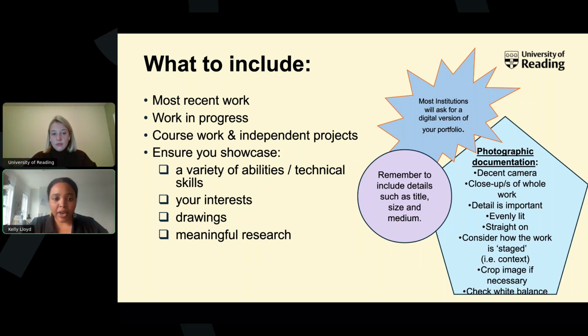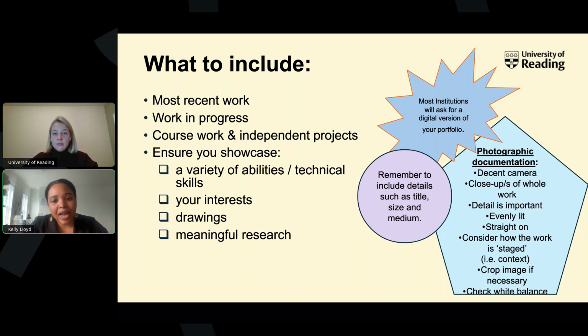Be sure to, in your portfolio, showcase a variety of abilities and technical skills. Show us what your interests are. It doesn't matter what those interests are, just show us what you're interested in. It's really useful to include drawings, drawings from your sketchbook, larger drawings, especially because drawing is a way to show us how you're constructing images, how you're thinking through things. Quite often drawings are the first step to work in other media too, so including those drawings is quite useful for us to see. And then again, include that meaningful research either within the caption of your portfolio, but preferably within your statement.